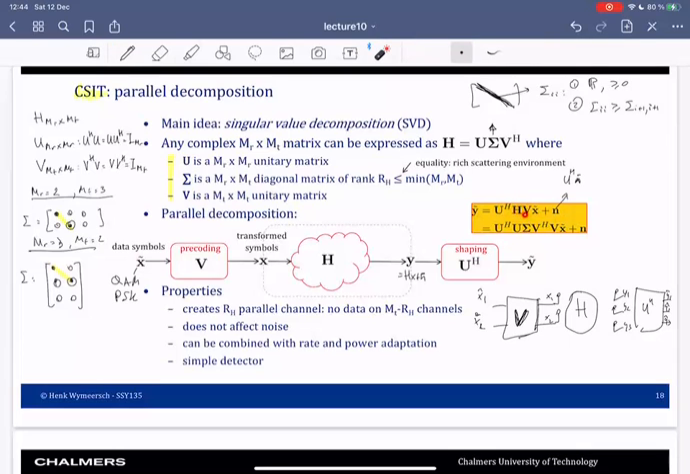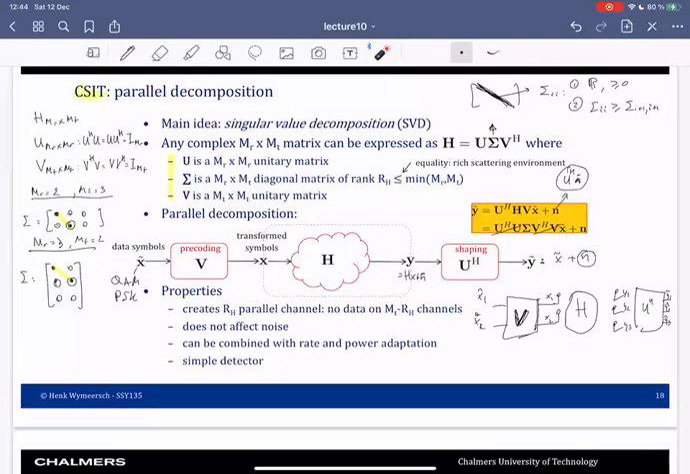Now I expand H again. So I know that H is U sigma V Hermitian. I write it in here. And what we see is that U Hermitian U is an identity, and V Hermitian V is also an identity. So this means that this is X tilde plus noise. Now this noise here is not enhanced in any way, because this is a unitary matrix, and unitary matrices do not enhance the noise. They keep the noise variance the same.